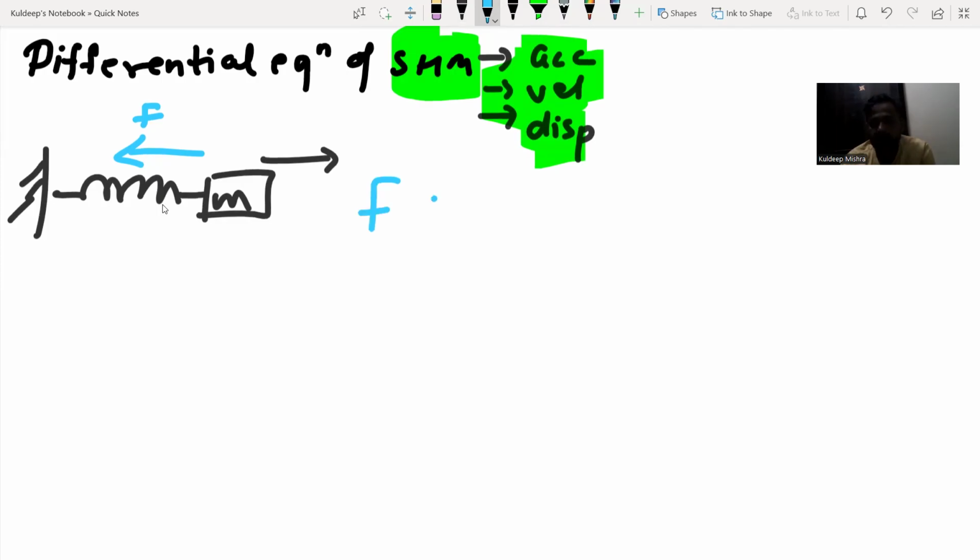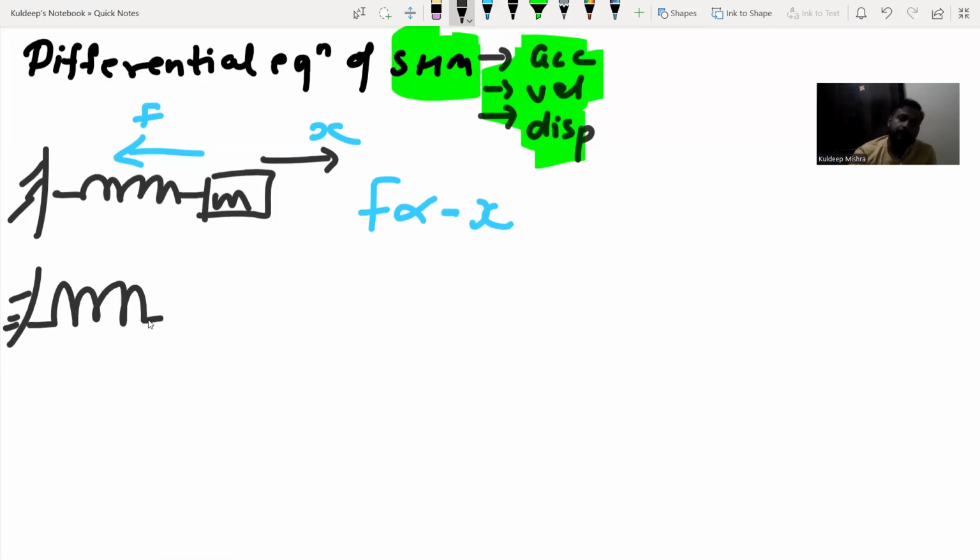So the restoring force is directly proportional to x, the displacement, but it is also directly proportional to the negative of x, because if the displacement is towards the right, the restoring force is towards the left. Even if I try to compress this, if the displacement is towards the left, the restoring force will be towards the right. If you remove your hand with which you're pushing this, this force will push it outwards. So in both cases, this is the formula.